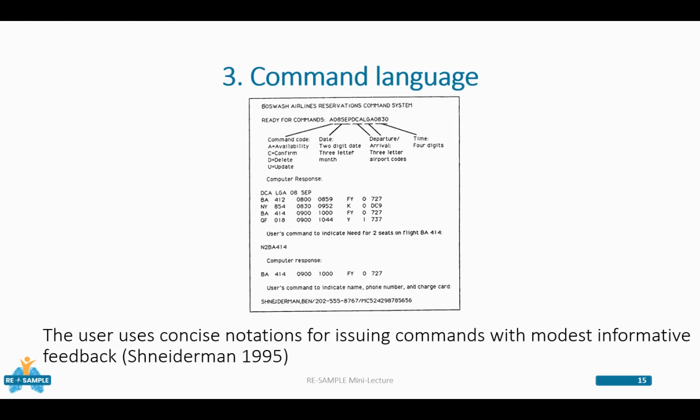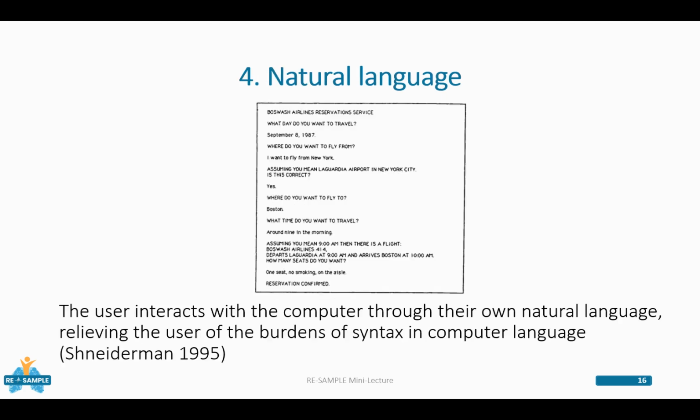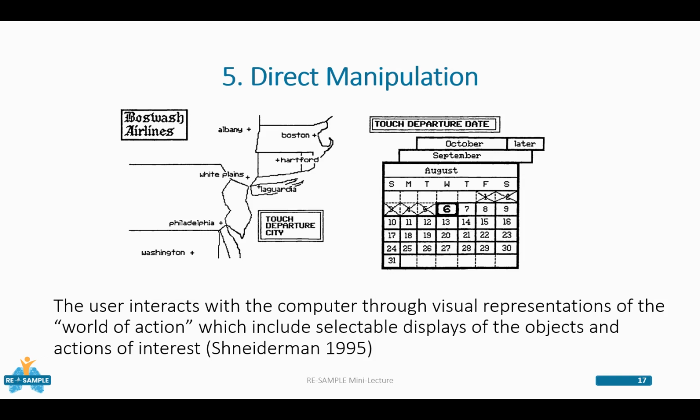For command language, the user uses concise notations for issuing commands with modest informative feedback. For natural language, the user interacts with the computer through their own natural language, relieving the user of the burdens of syntax in computer language. For direct manipulation, the user interacts with the computer through visual representations of the world of action, which include selectable displays of the objects and actions of interest.